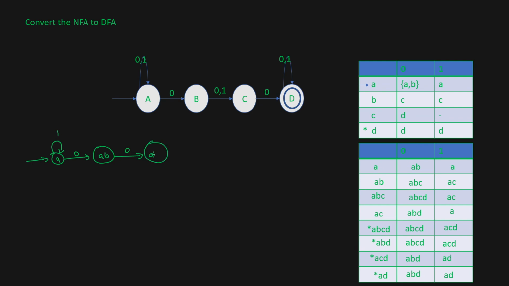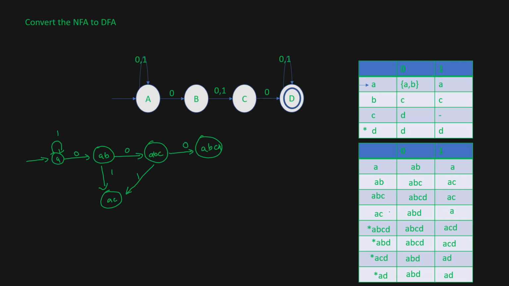State ABC. When you get input 1, you are going to go to state AC, correct? Now in state ABC, what happens? You get input 0, you are going to state ABCD, correct? And you get input 1, you are going to go to state AC.